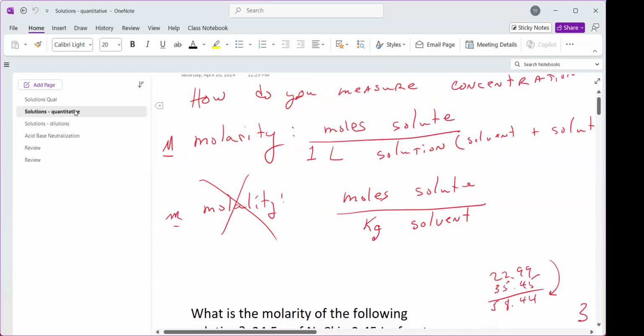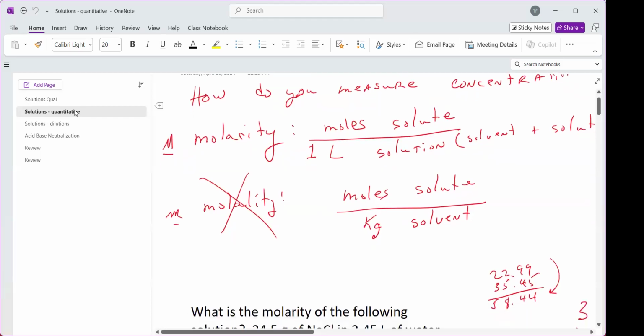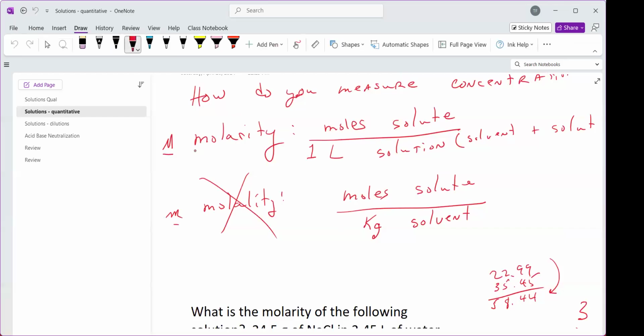Okay, when you get into your next chemistry class, if you're going into the 1A route or the 3A route, you're going to be talking about two kinds of concentrations. One is molarity, a capital italicized M, and I underline mine as well, or a lowercase italicized m. One's called molarity, the other's called molality.